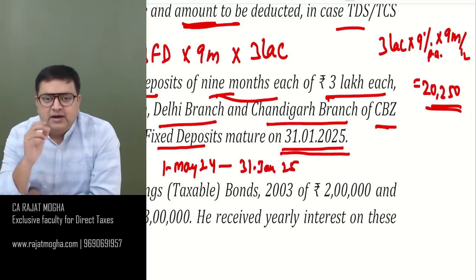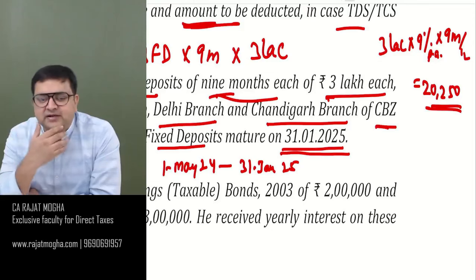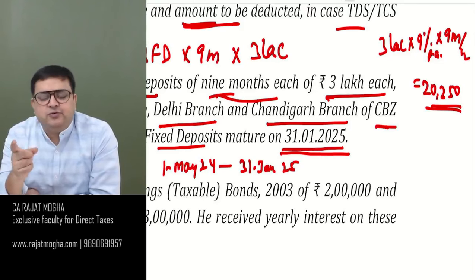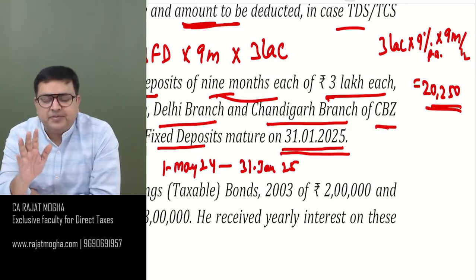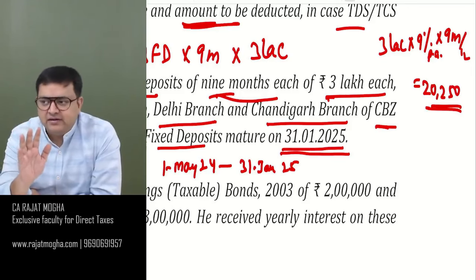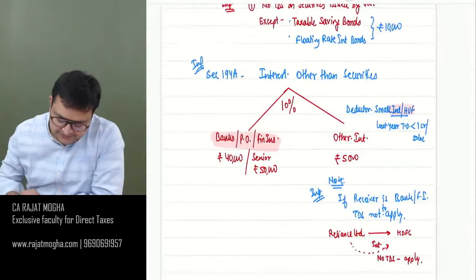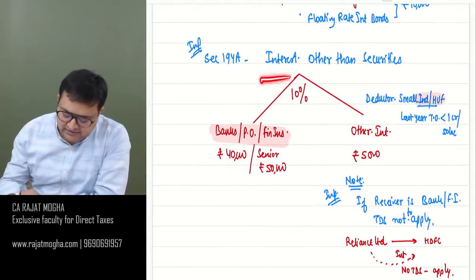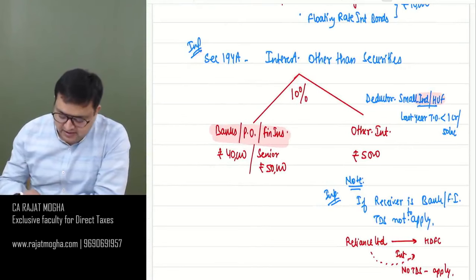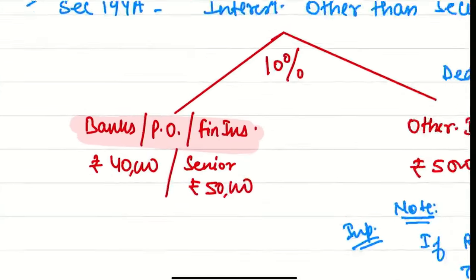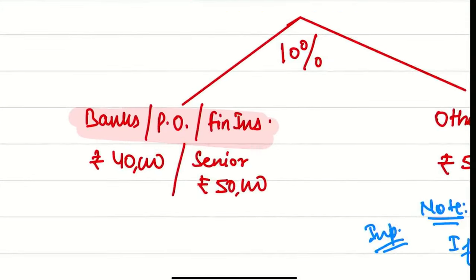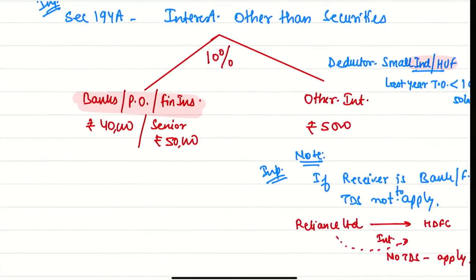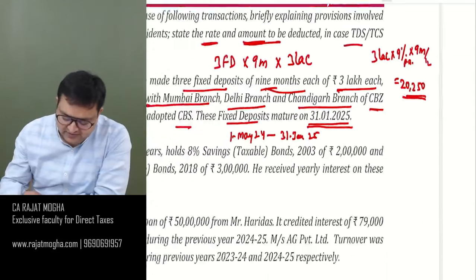Now, what is the threshold limit? Bank is the payer. What is the threshold limit, guys, applicable? Whenever the bank, the post office, or a financial institution is giving you money, the limit is 40,000. For senior citizen, 50,000. Everybody agree? This is what you have written. Interest other than securities, this section would be applicable. In this question, nothing is mentioned about senior citizen.